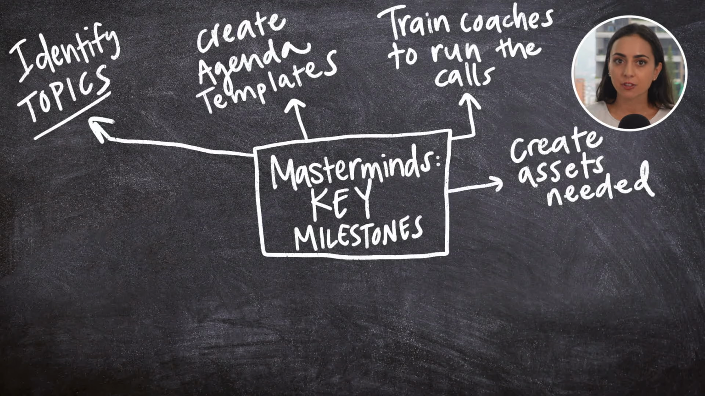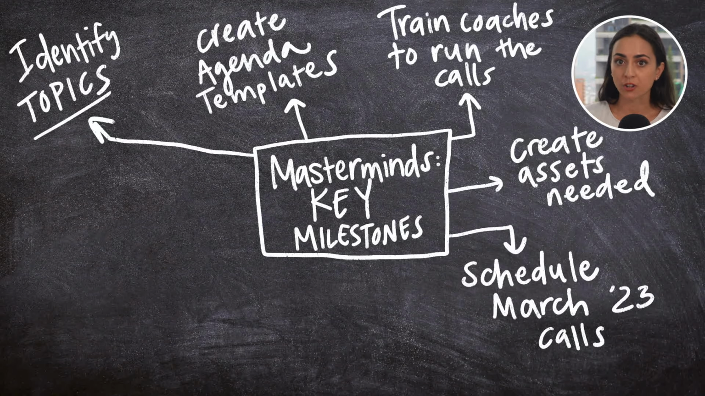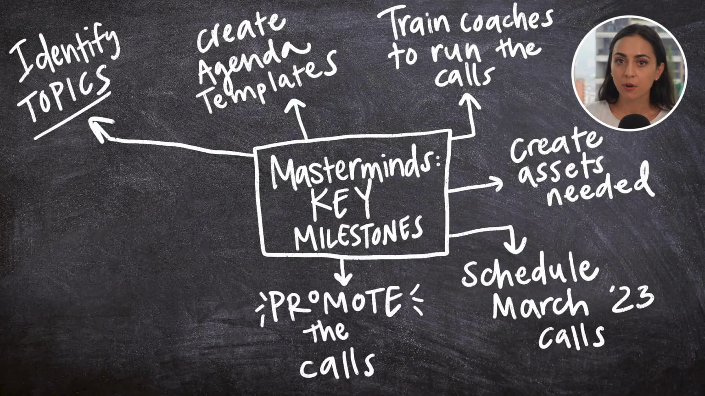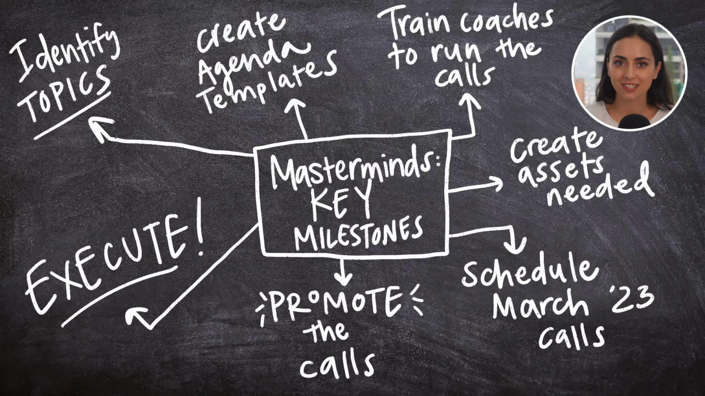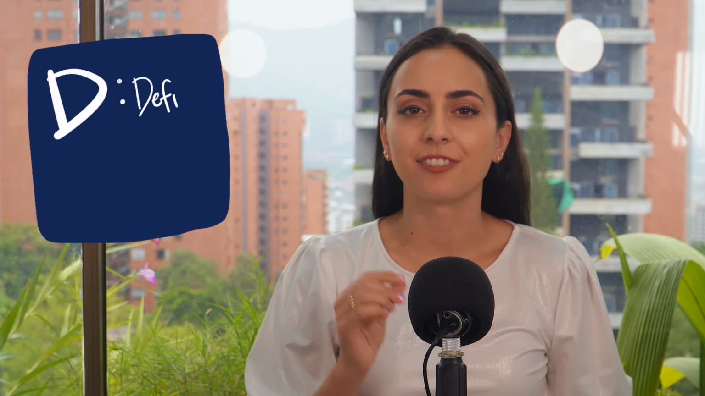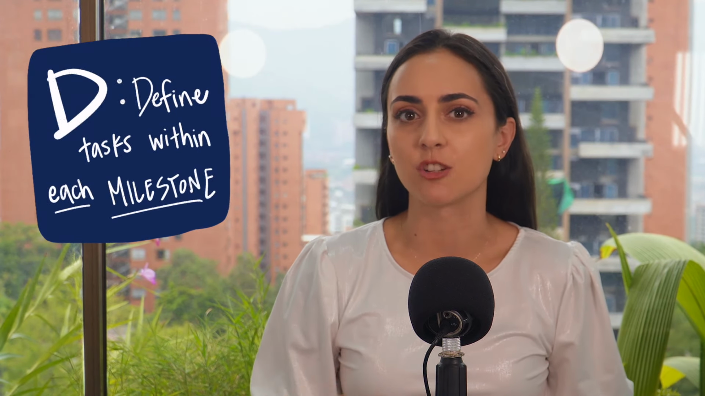Create assets needed for the calls, schedule the March masterminds, promote the March masterminds, and the big one, execute that first month of calls. Now, each of those milestones became a section header inside my Asana project. Next is define the tasks that need to happen within each milestone.